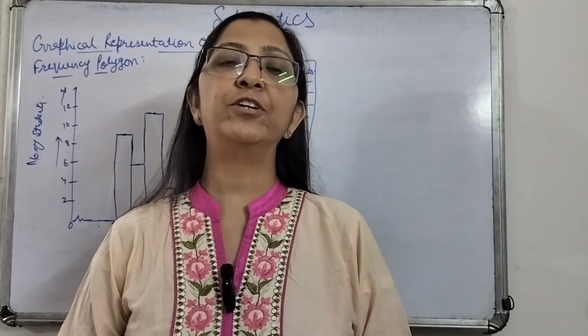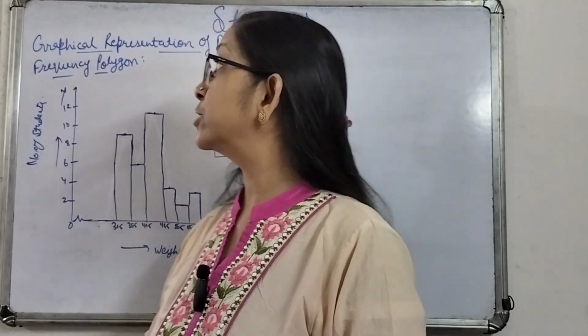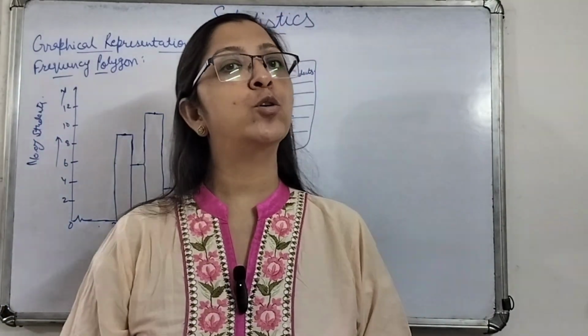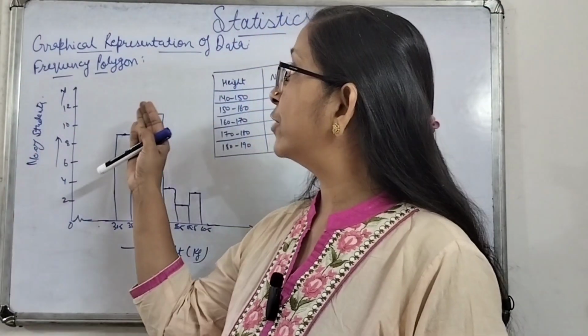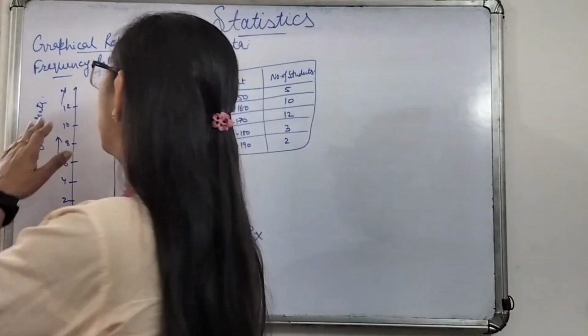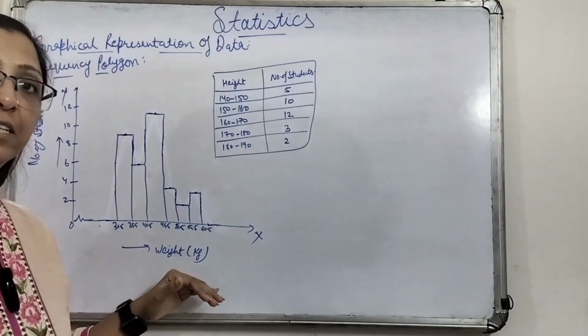Now let's understand one more method of representing the data graphically. That is the frequency polygon. So how can we make the frequency polygon? Let's understand it. For making the frequency polygon, what we have to do is make the histogram first. First of all, for the given data, we have made the histogram.